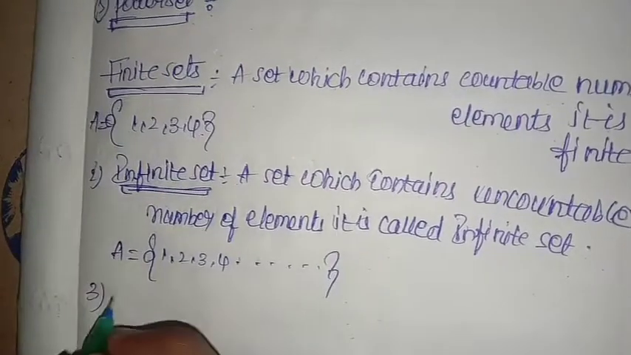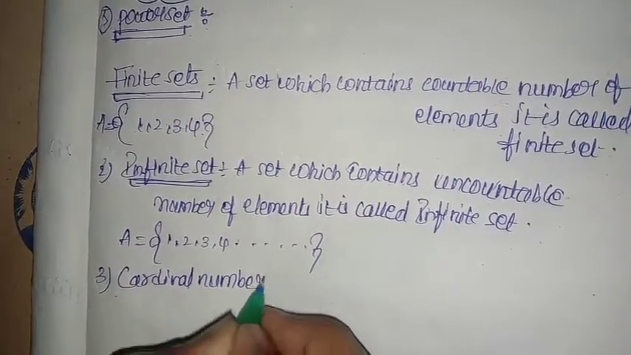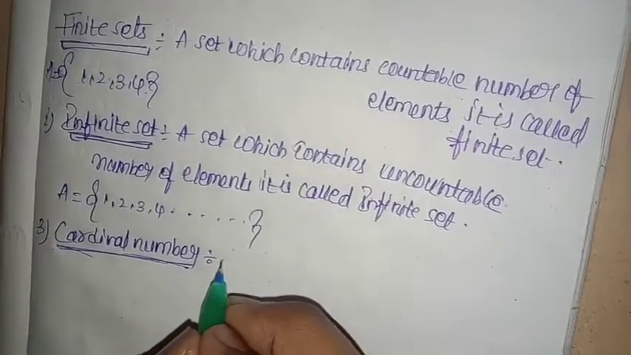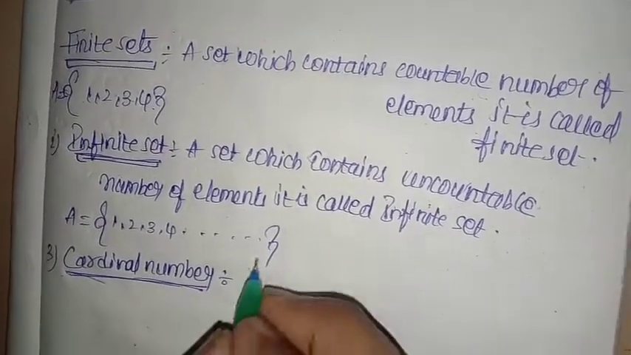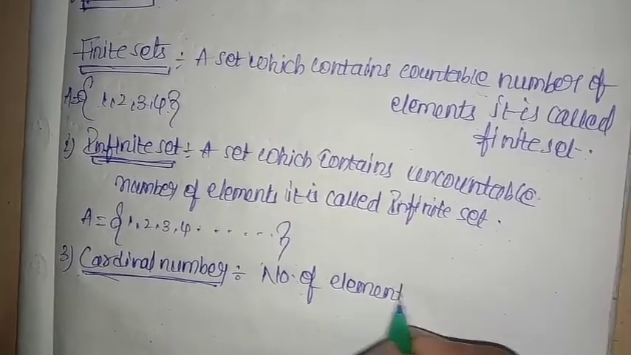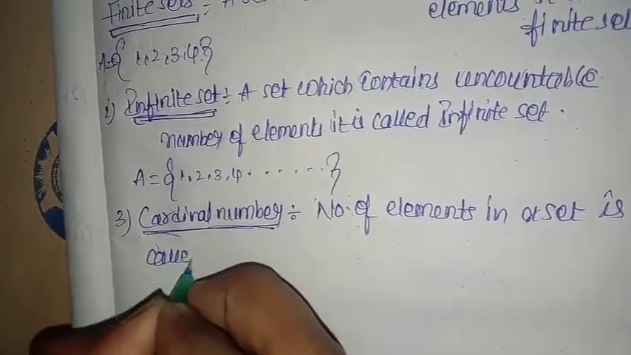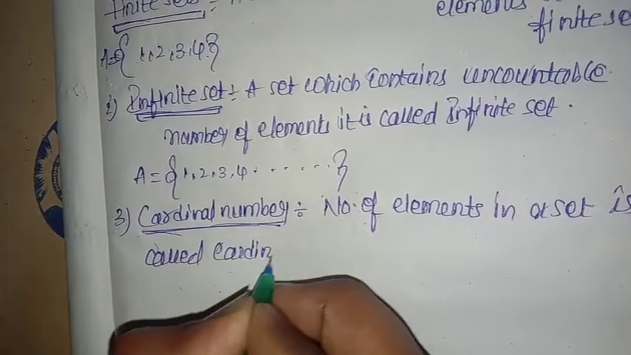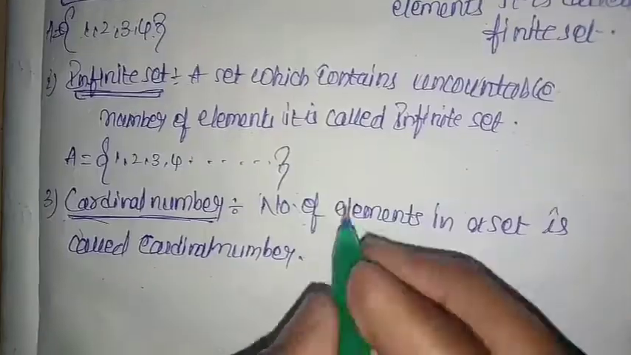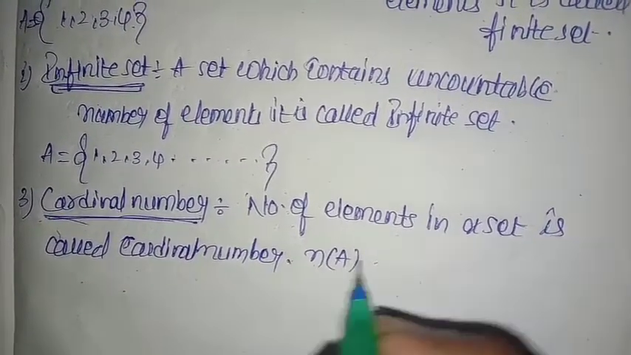Next, cardinal number. An important topic in the sets chapter. Cardinal number means the number of elements in a set. The number of elements in a set is called the cardinal number. It is denoted by n of A if A is a set.